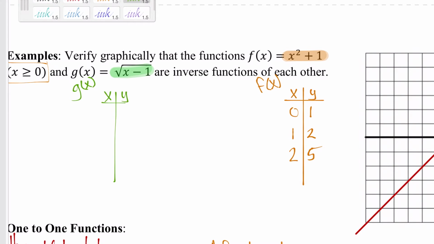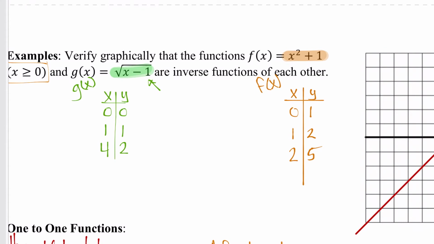the parent function, we would plug in 0, 1, and 4, so things that we know the square root of. And we would end up with 0, 1, and 2 when we take the square root of each of these. And then I have this minus 1 in here, which means that everything's going to be shifting over to the right. So we're basically adding 1 to x. So these x values will change from 0, 1, and 4 to 1, 2, and 5.